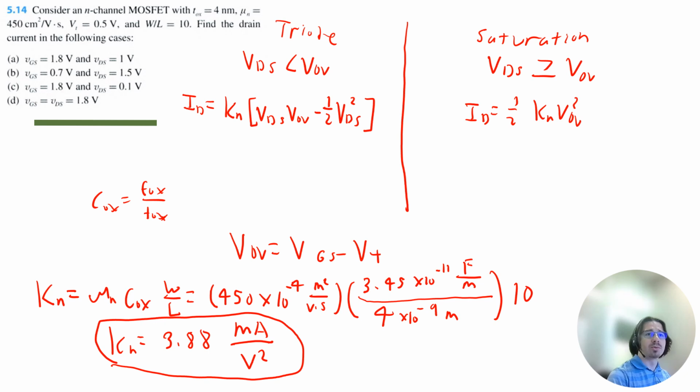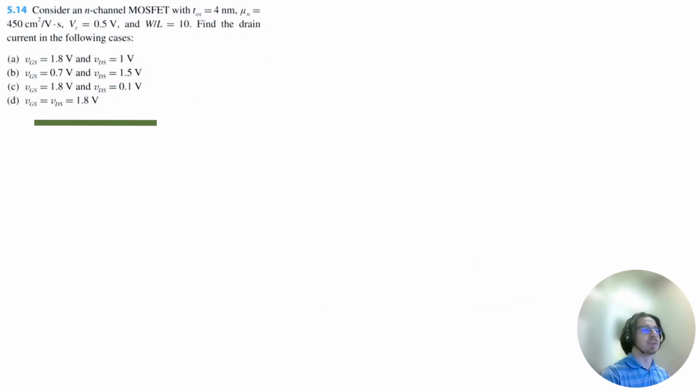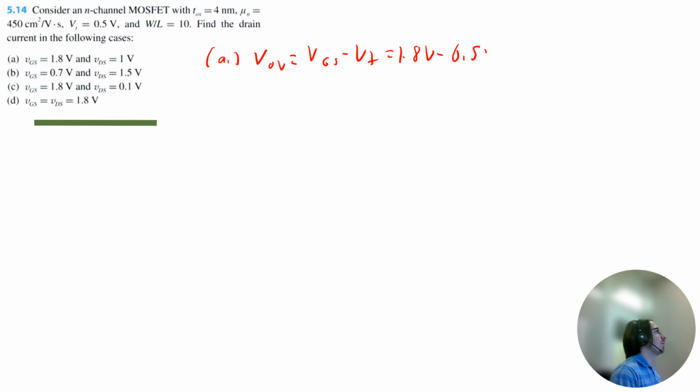So now we're ready to solve case A. We have V_GS equals 1.8 volts and V_DS equals 1 volt. I'm going to start by calculating the overdrive voltage. It's equal to V_GS minus V_T, which is 1.8 volts minus 0.5 volts, which is 1.3 volts. And V_DS is equal to 1 volt, which is less than our V overdrive. Therefore, in this case, we're operating in the triode region.